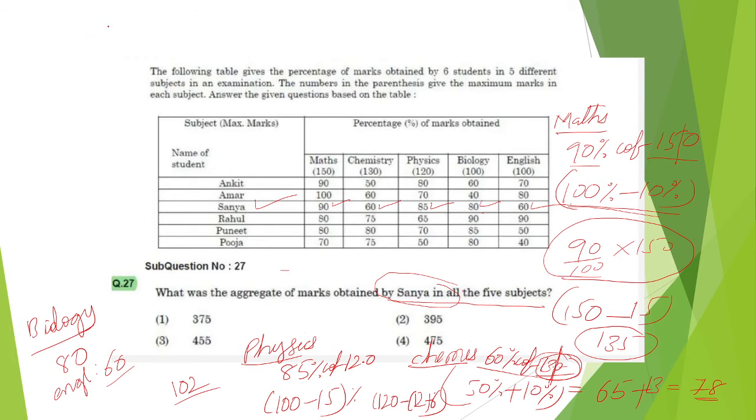Okay. Total marks. How much total marks? She got maths 135, then chemistry 78, physics 102, biology 80, English 60. Total how much? 140. That means 8 plus 2, 10, 15, 5, 8, 8, 15. Okay, 455. This is the aggregate marks, meaning the sum of the total marks. What are the total marks? 455. This is the right answer.